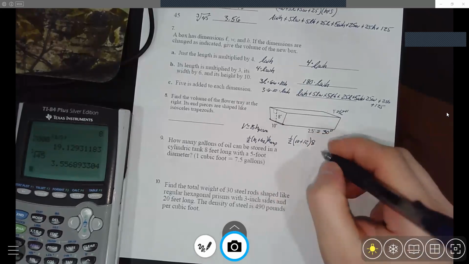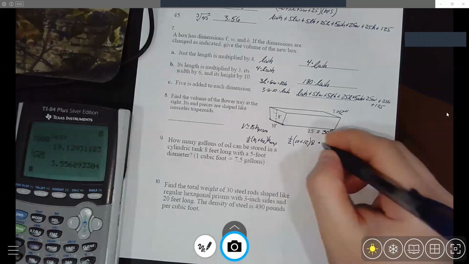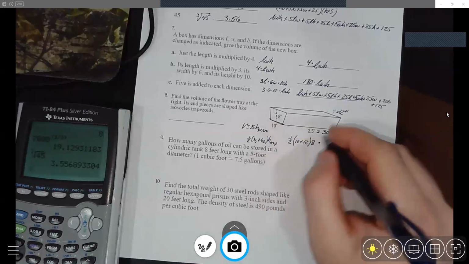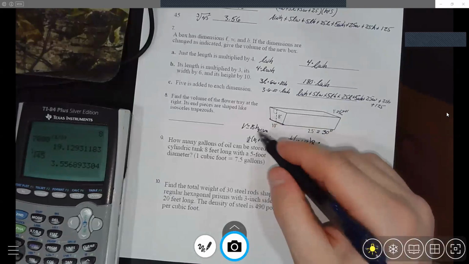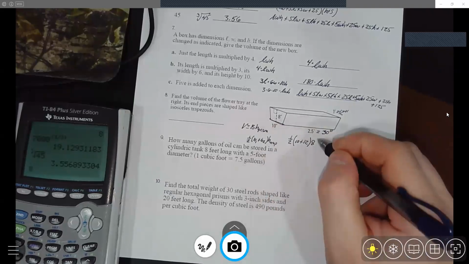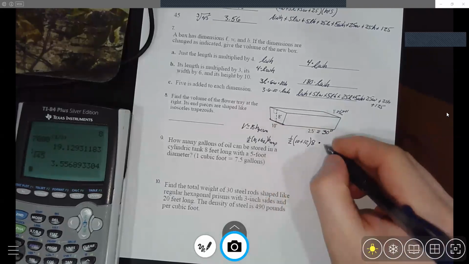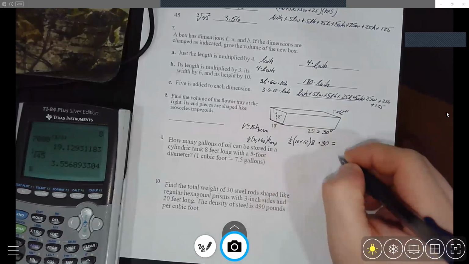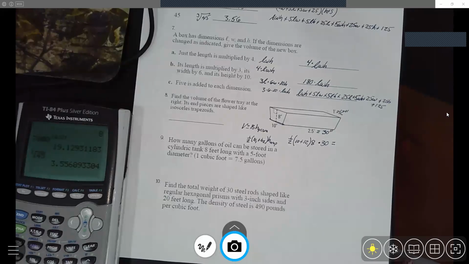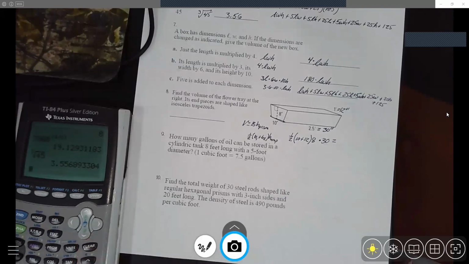trapezoid is 8. And I got to multiply that whole piece by the height of the whole prism. Right, this is area of the base, times the height of the whole prism, 30 inches. And this will give me my volume. So 1/2 of 22 is 11. So 11 times 8 is 88. 88 times 30 is 200, 300, and 3,040.